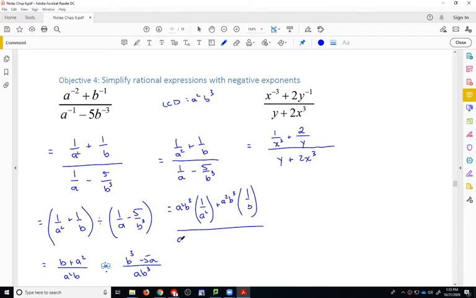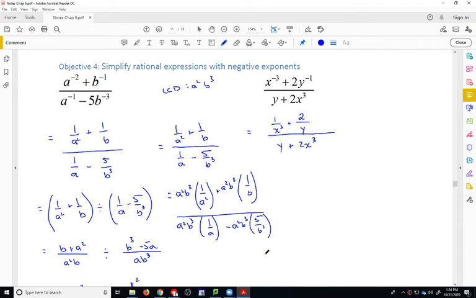Right, over a squared b cubed times 1 over a, minus a squared b cubed times 5 over b cubed. And then we're going to simplify.